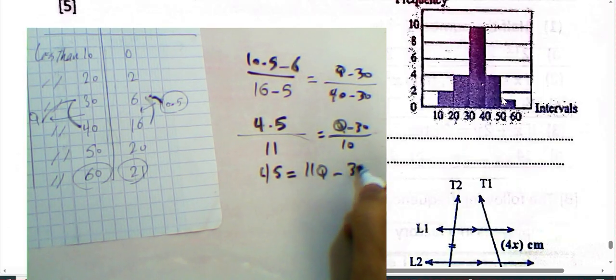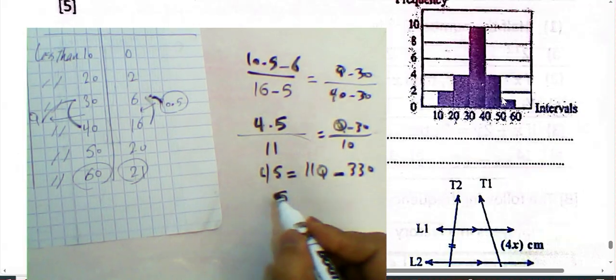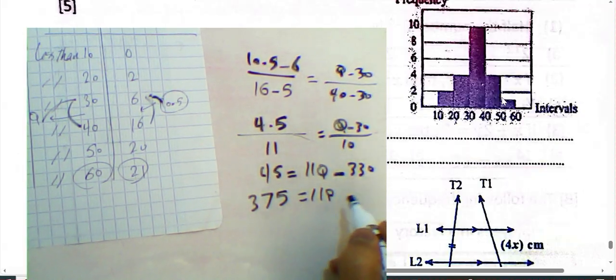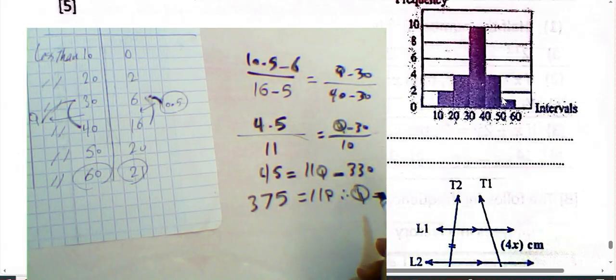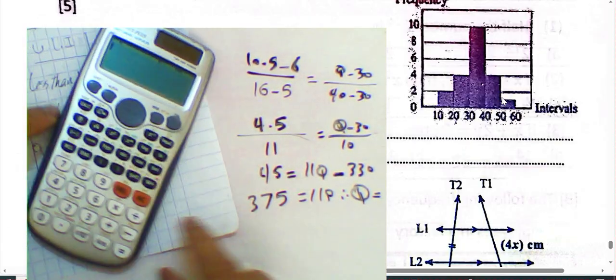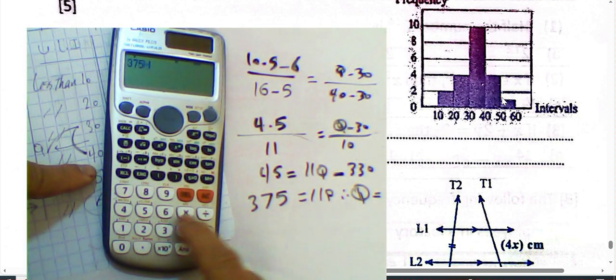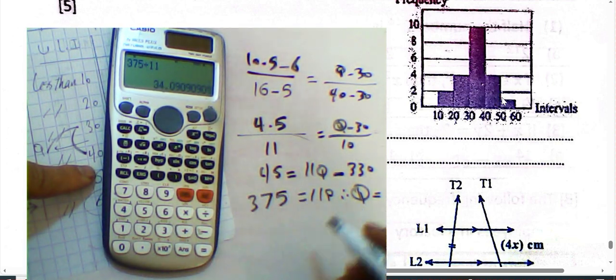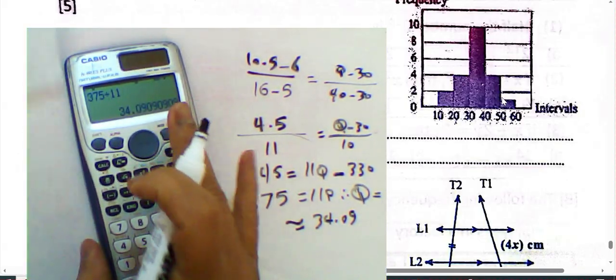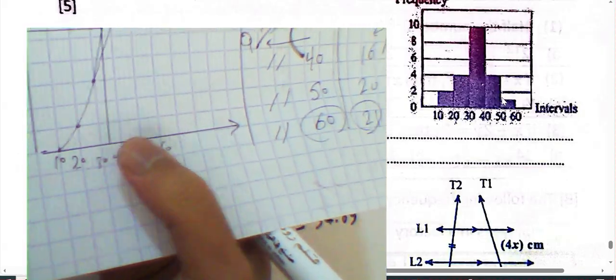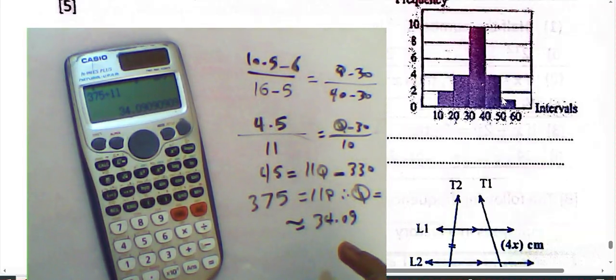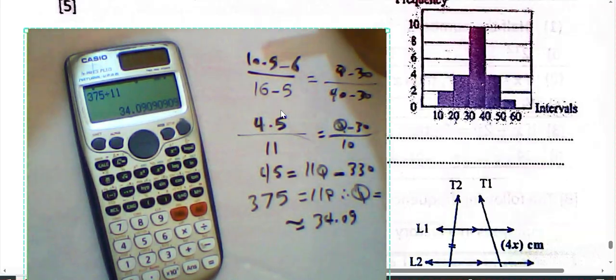11 times Q equals 11Q. 11 times 30 will be 330. And then move the number here, 330 plus 45, 375 equals 11Q. Then the value of Q here represents the median. We can find the median: 375 divided by 11 will be approximately 34. This number here in the drawing will be 34. Then the median will be 34. You can use this method to find the answer exactly.